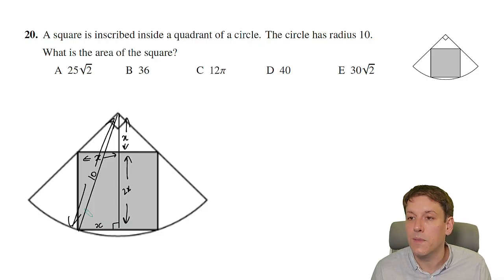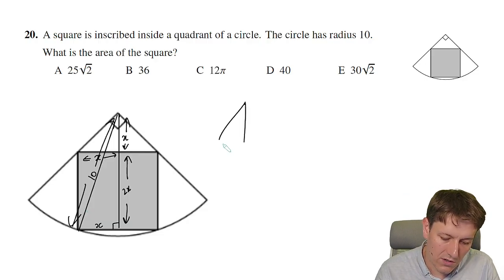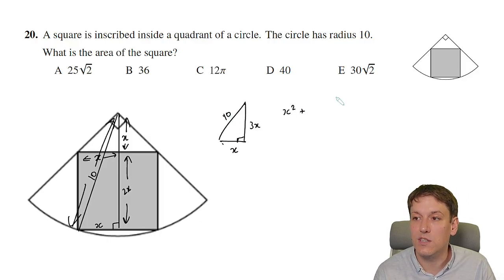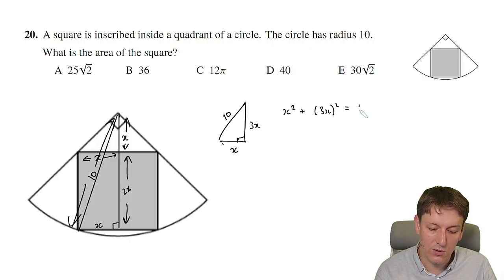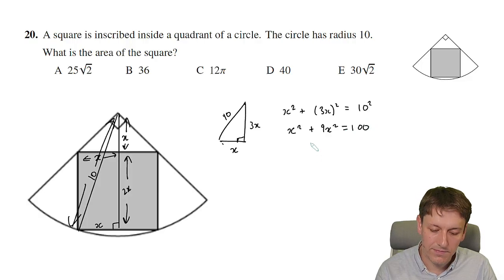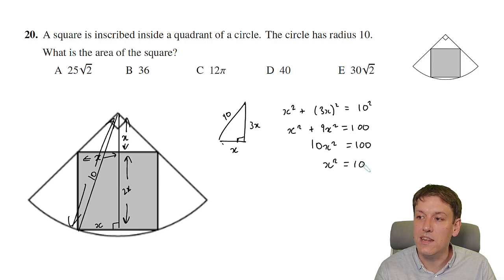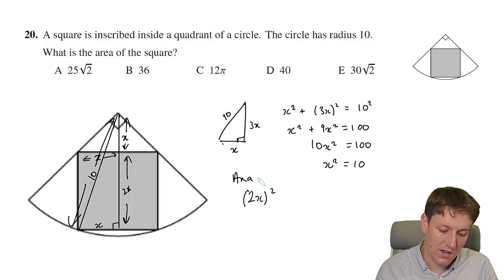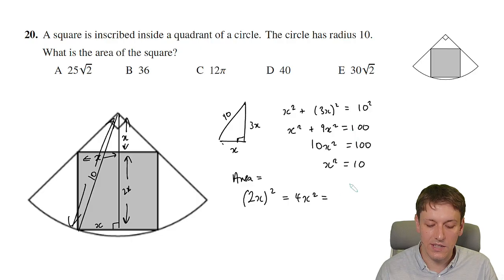We're told that in the question, right? So we've got this triangle, which is a right-angled triangle. It's got height 3x here, base x, and the hypotenuse is 10. So we can apply Pythagoras' theorem, doing so very carefully. x squared plus (3x) all squared is 10 squared, so that's x squared plus 9x squared is 100. So we've got 10x squared is 100, or x squared equals 10. And the answer to the question is the area of the square, which would be (2x) all squared, right? So that would be 4x squared, and x squared is 10, so 4x squared is 40. So the answer to the problem is D.